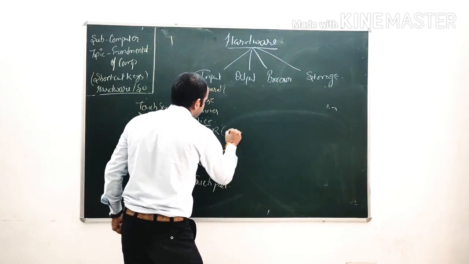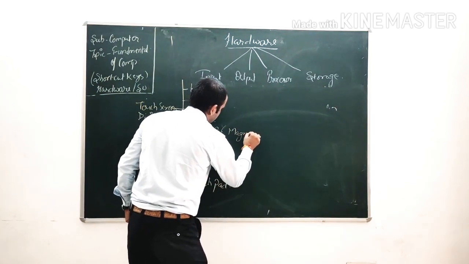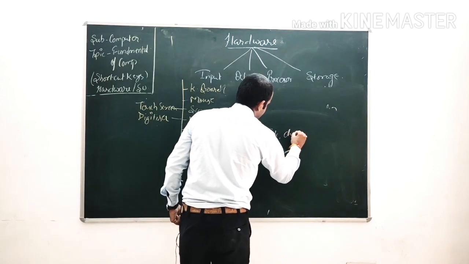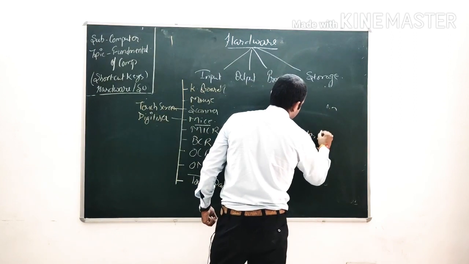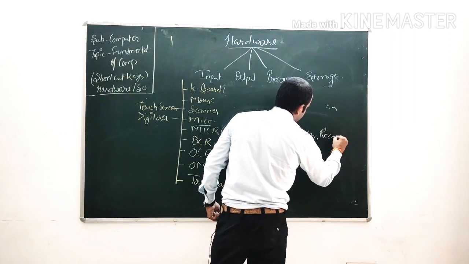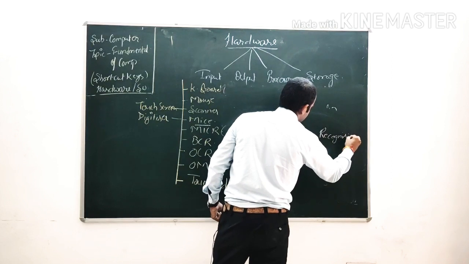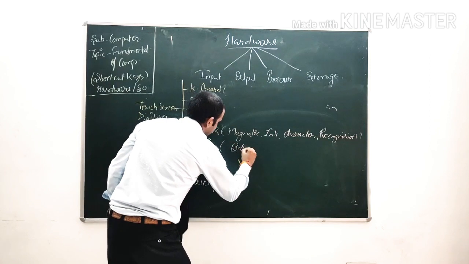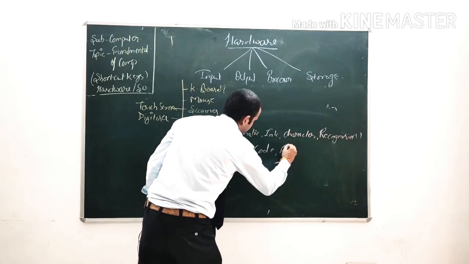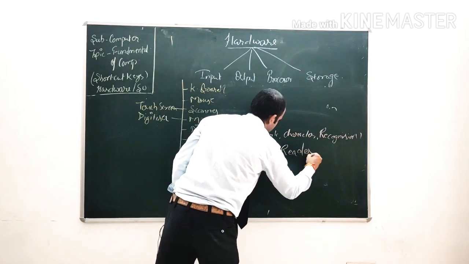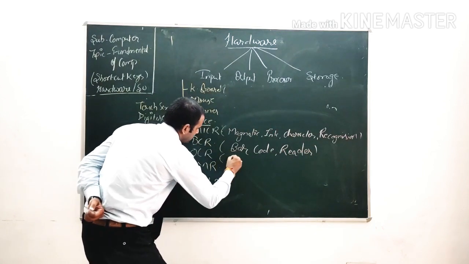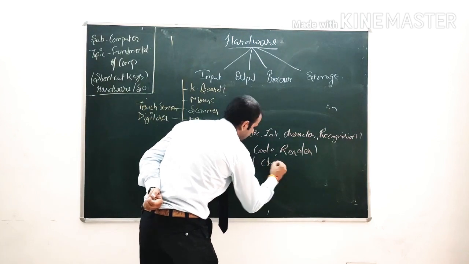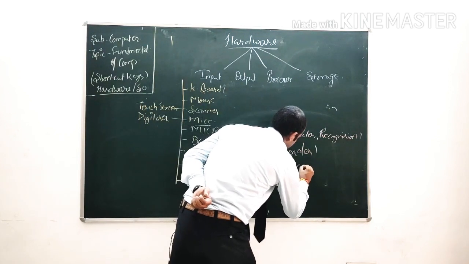MICR means magnetic ink character recognition. Next one BCR, bar code reader. Next one OCR, optical character recognition.